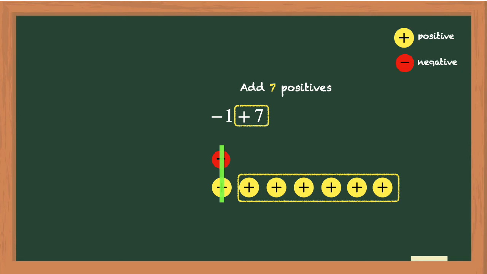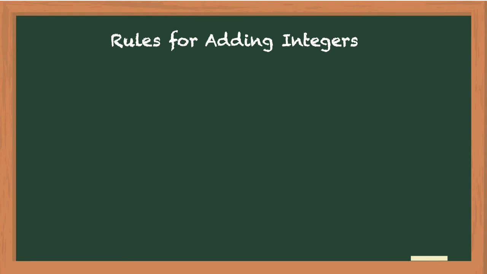I count 6 positive counters, so the answer to the expression of negative 1 plus positive 7 is equal to positive 6. Now that you've practiced adding integers with counters, it's time to look at the 2 rules for adding integers. I think you will find them to be pretty straightforward and easy to understand.